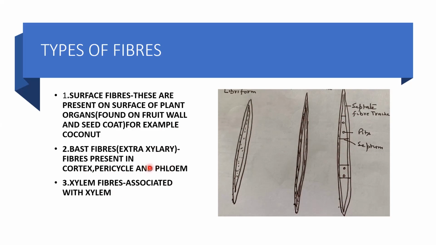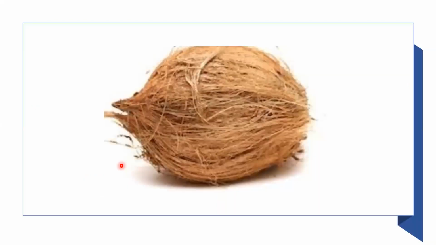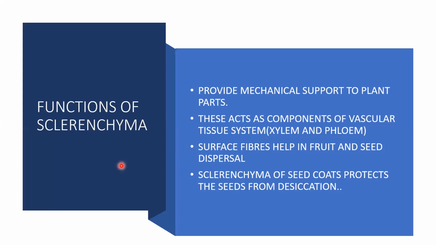Such fibers which are extraxylary, and which may be produced from cortex, pericycle and phloem, are called bast fibers. These fibers are also of commercial importance, like jute and hemp fibers. They are bast fibers and are used in industries for various purposes. Now, this is a coconut showing surface fibers.